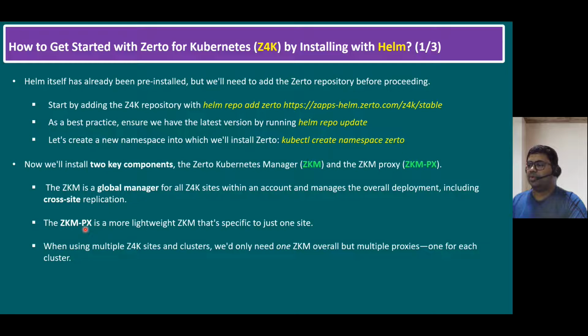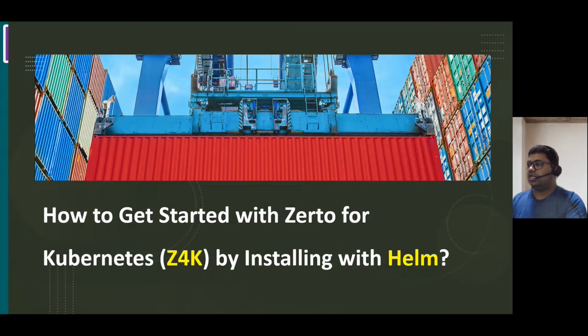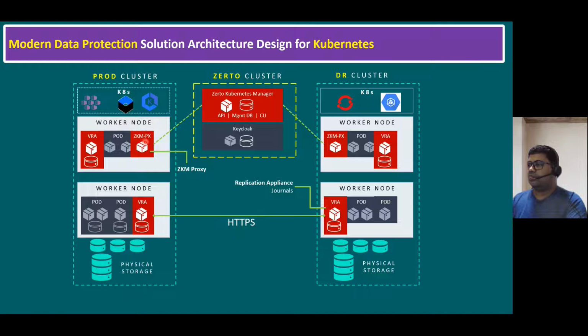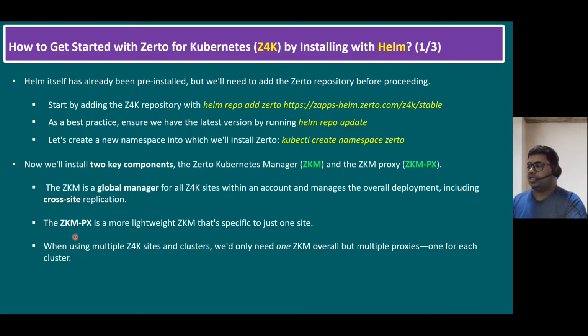And the ZKM proxy is a more lightweight ZKM that is specific to just one site. Even in our previous diagram, we already observed that each cluster has one proxy. That means within the production cluster we need one proxy, and within the DR cluster we need one proxy. And the Zerto cluster is common for both the production and DR clusters. Okay, so I hope you understand that point.